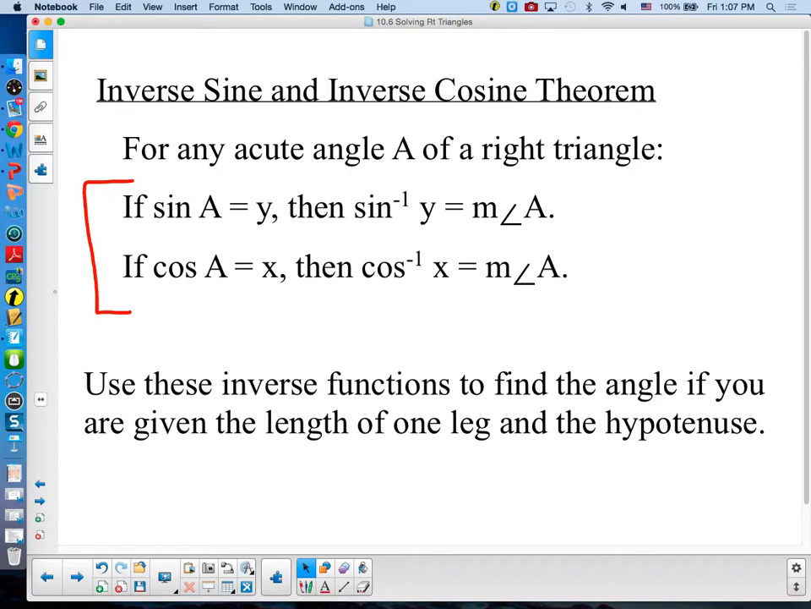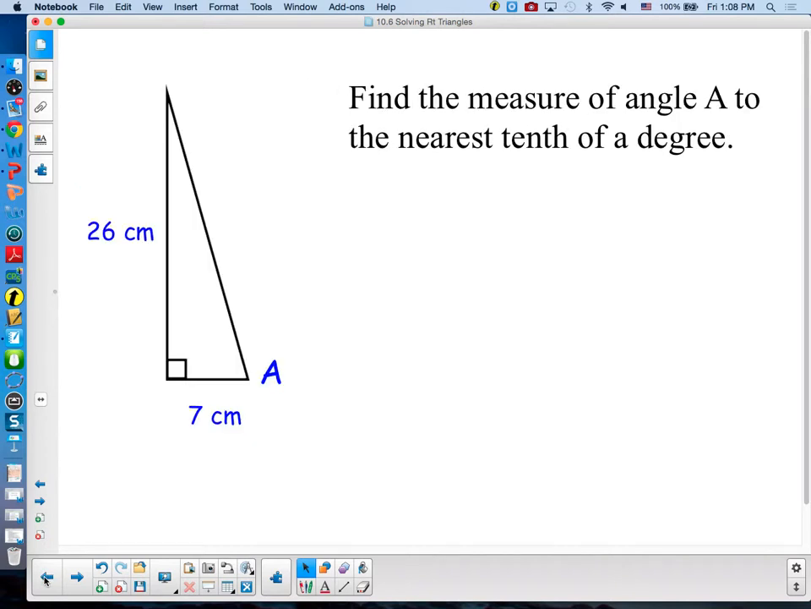Find the angle, do sine inverse. 0.4621. What angle has that as a sine, buddy? 27.5 degrees. Okay, got that part? All right, so let's do a triangle. Find the measure of angle A. How many degrees is angle A to the nearest 10th?